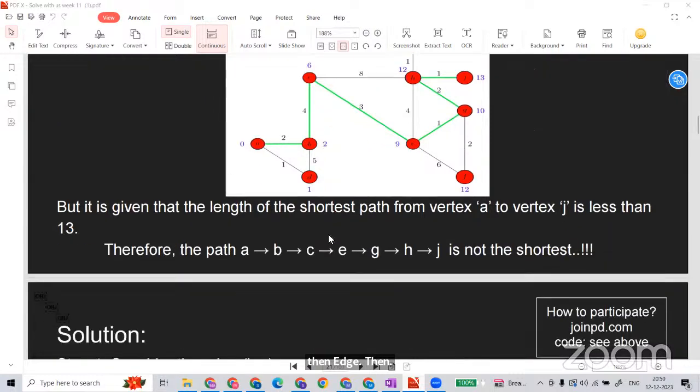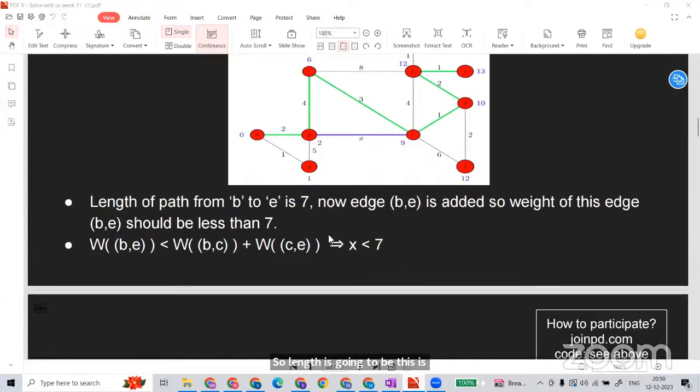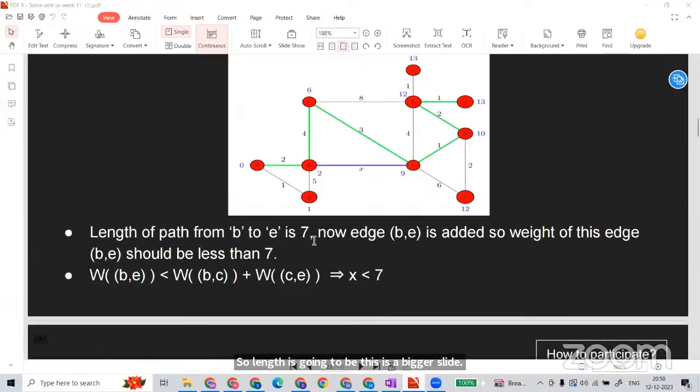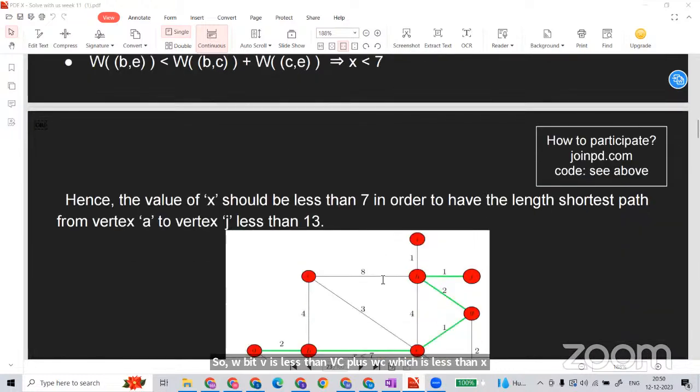So the length is going to be, this is a bigger slide. Now the length of the path B to E is 7. Now the weight of this edge should be less than 7. So W of B is less than BC plus WEC, which is less than X, going to be less than 7.